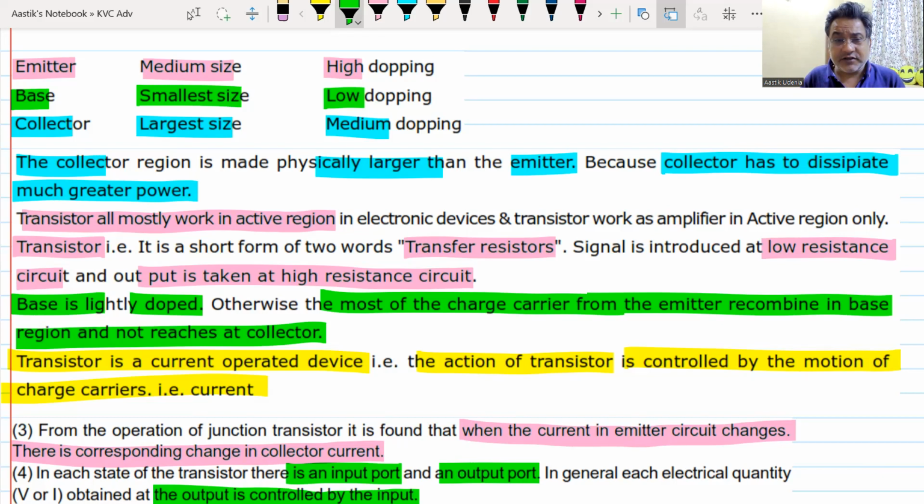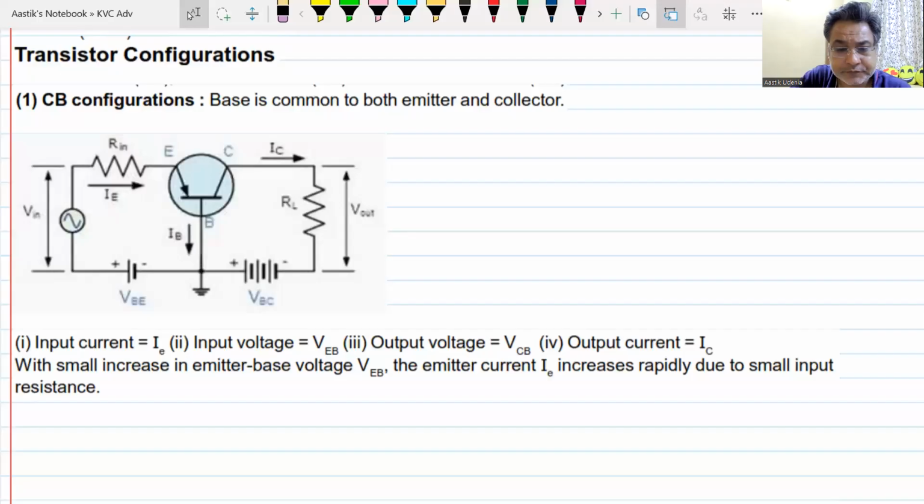Write each word carefully in your own language, understand them. Most of the questions will be based on theory. If you don't understand this, you will not be able to solve the questions also. Now we come to the most interesting and the last aspect of this transistor, which is characteristics or transistor configuration. And we will see the configuration.